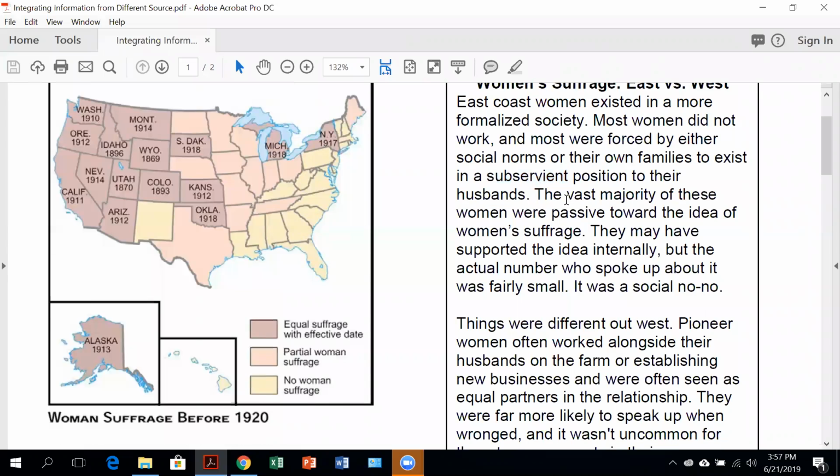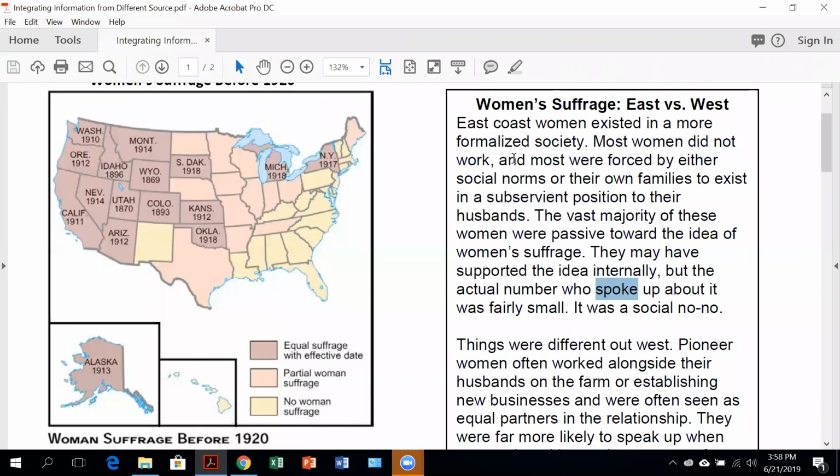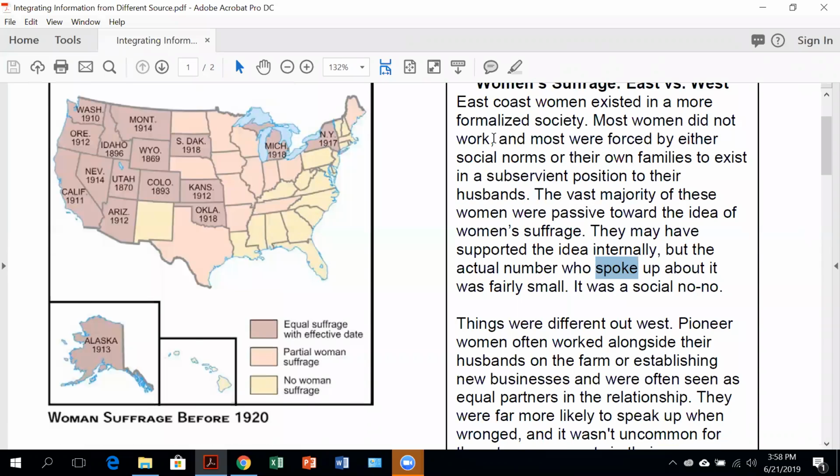It says the vast majority of these women were passive toward the idea of women's suffrage, meaning they really didn't care. This again is East. They may have supported the idea internally, but the actual number who spoke up about it was fairly small because it was a social no-no. So what am I seeing? A couple things about the East. More formal. Most women didn't work. There was a lot of social norms on women that made them kind of in the shadows compared to what their husbands did. They didn't speak up because it was against the formalized society, and it was a social no-no to speak up about it.